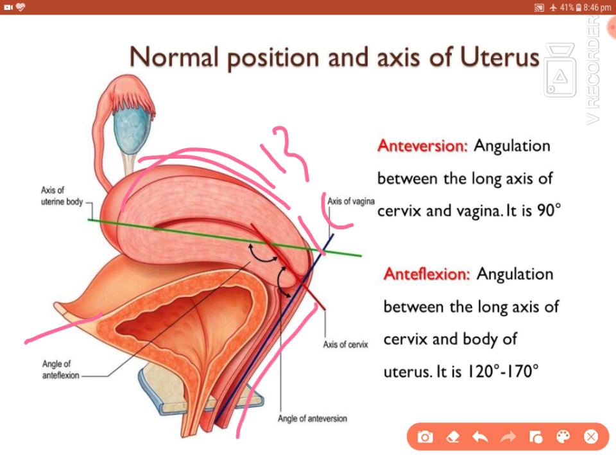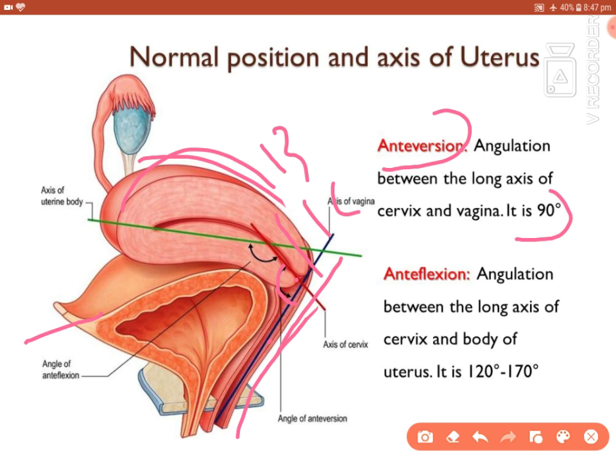Coming to anteversion, there is the angle between the long axis of the cervix, in red color, and the long axis of the vagina, in blue color. Their meeting point here forms the angle of anteversion. It's 90 degrees. It bends forwards.